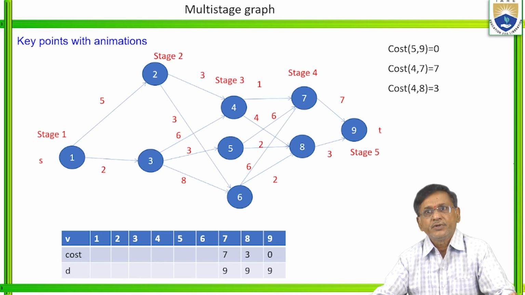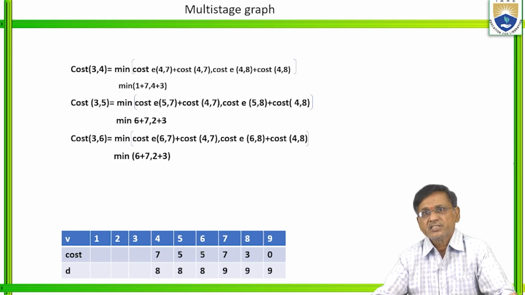4 to 7 and 4 to 8. Now we have to find out the cost corresponding to the 4 to 7 and 4 to 8, and then we have to select the minimum one. 4 to 7 cost of an edge is 1, 4 to 8 cost of an edge is equal to 4. So by using these two values and also the cost of vertex 7 and cost of vertex 8, we can find out the shortest path.